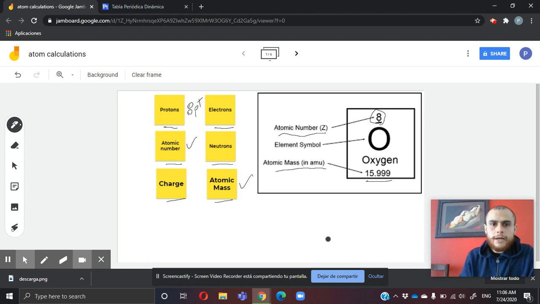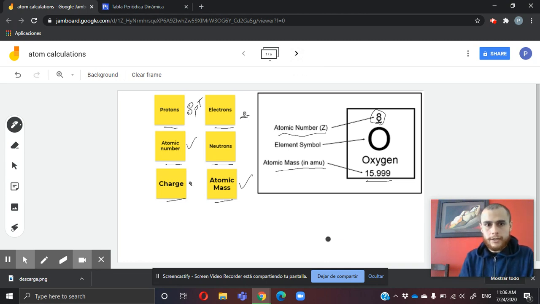Now, for electrons, I will need the charge. Usually in the problems that I'm going to be asked, I'm going to have the electrons, protons, and charge, and I'm going to have two of them, and I need to find the third one. So I can be given the protons and the electrons, and have to find the charge. Or I can be given the charge and the protons, and have to find the electrons. Or I can be given the electrons and the charge, and look for the protons. We're going to do that with a formula that we're going to see.